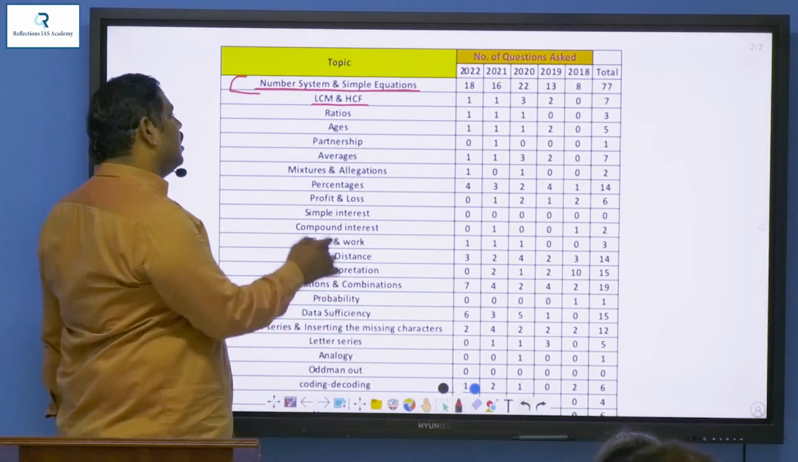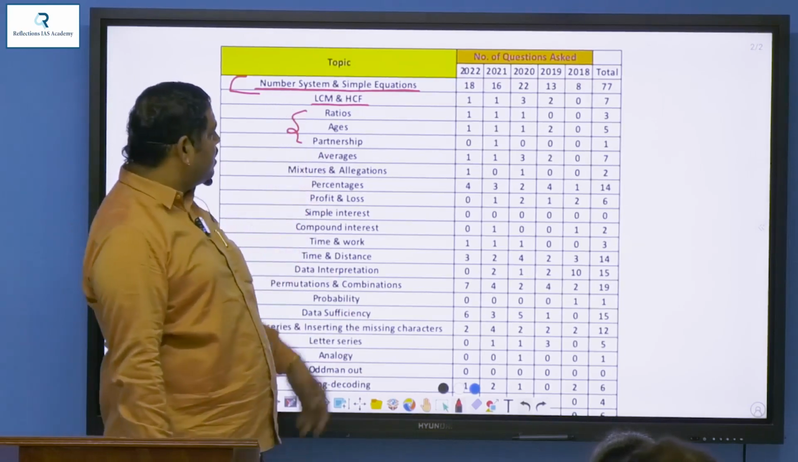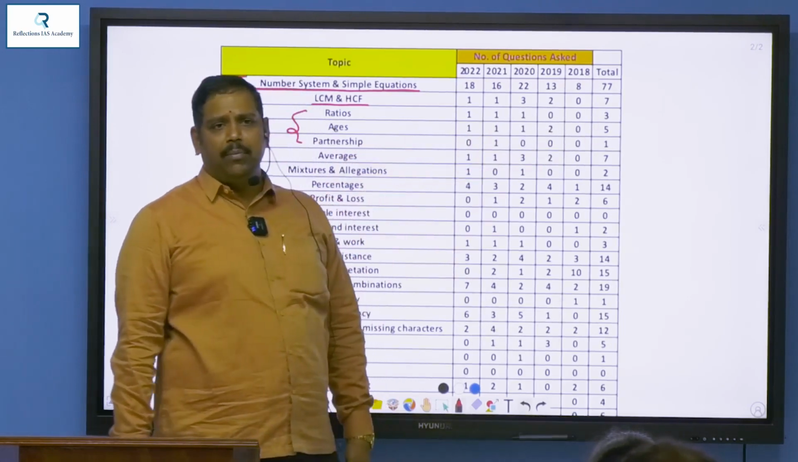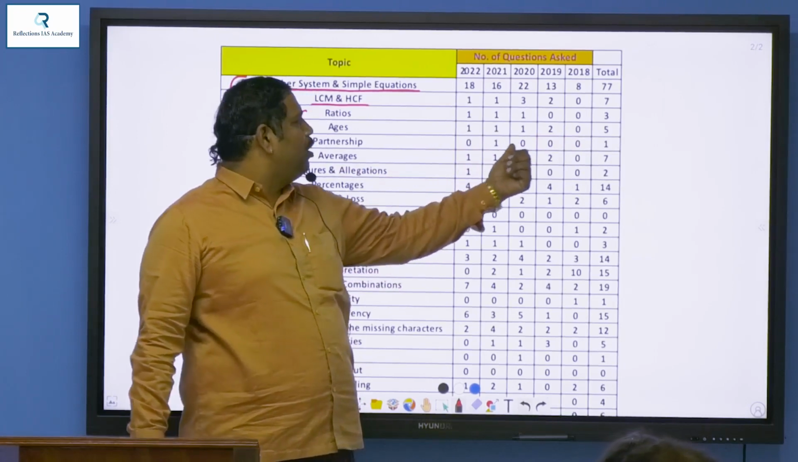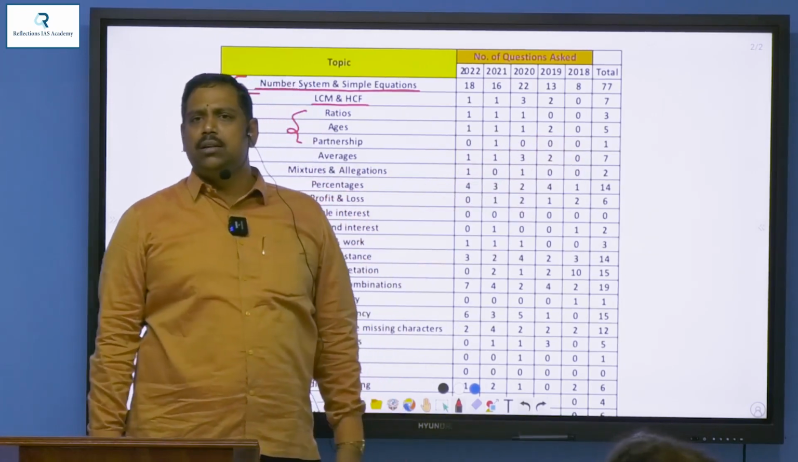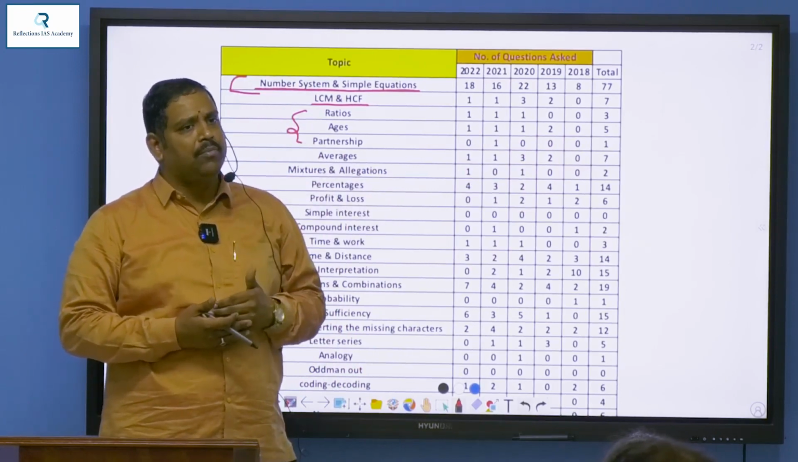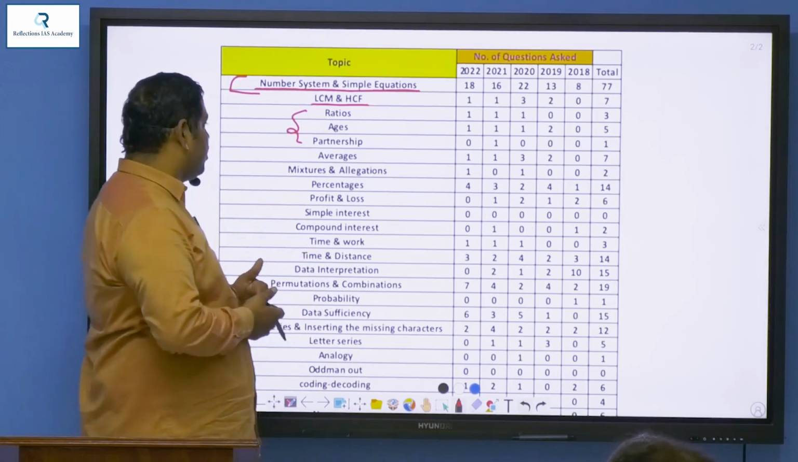Next module, as I said earlier, ratios, ages, partnership. This is one module. Observe how many questions you are getting. Ratios 1, 1, 1, 0, 0. Ages 1, 1, 1, 2, 0. Partnership 0, 1, 0, 0. What do you notice? Are these three topics very important or very less important? Very less important.